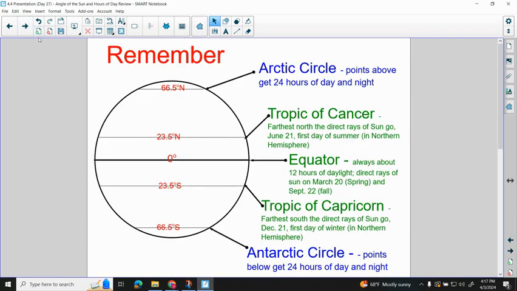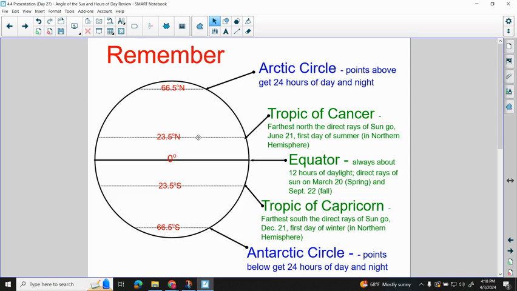Okay. So real quick, you are going to be responsible to know what these locations mean. Not necessarily now. I'm not going to say, oh, what is the Tropic of Capricorn? You have to know that one's south. But I do think it's important that you note that any point above here will get 24 hours of daylight at some point and 24 hours of darkness at some point. Any point below here will get 24 hours of daylight and nighttime.